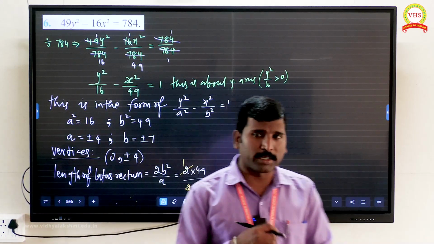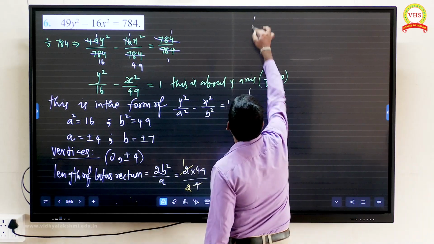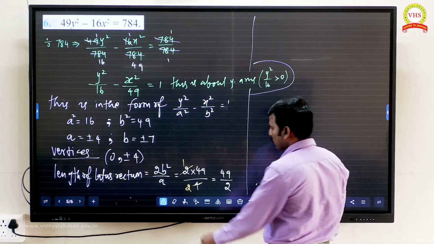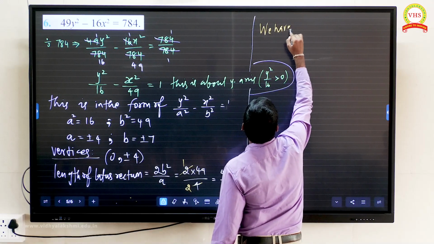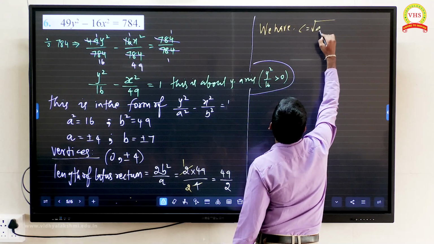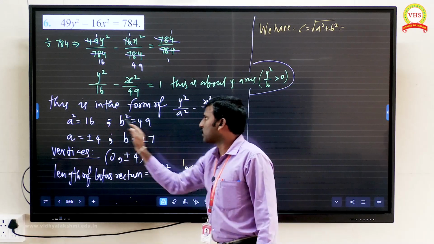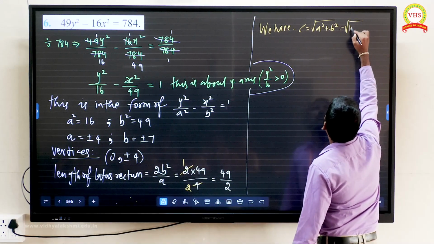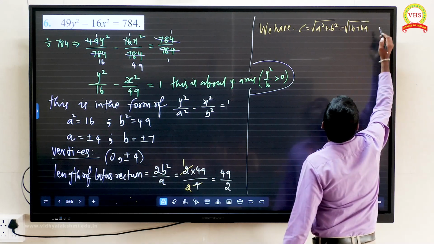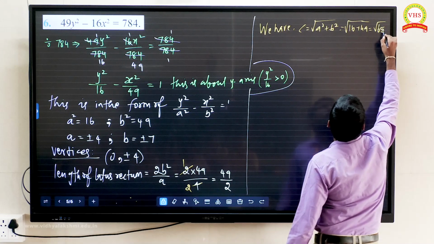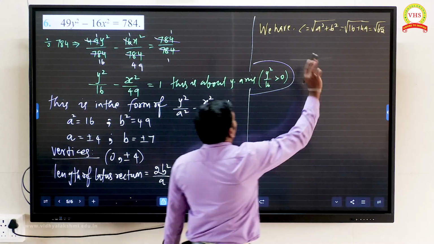Then we have to find foci and eccentricity. For both eccentricity and foci, we need the c value. So first let me find the c value. The formula for finding c is c equals square root of a square plus b square, where a square is 16 and b square is 49. Substituting, 16 plus 49, what am I getting? Root 65. 65 is not a perfect square, so let it be as it is. That is our c value.